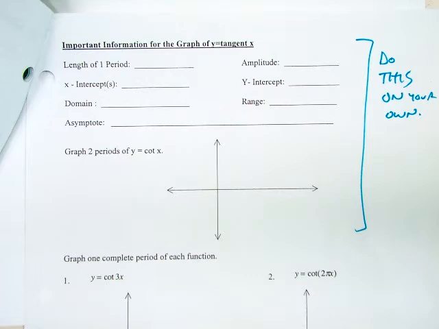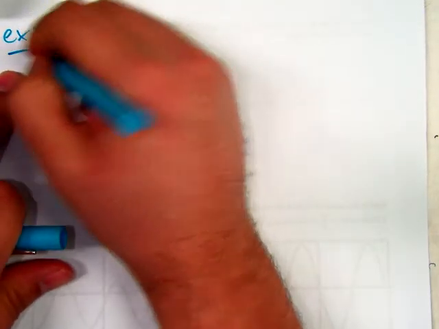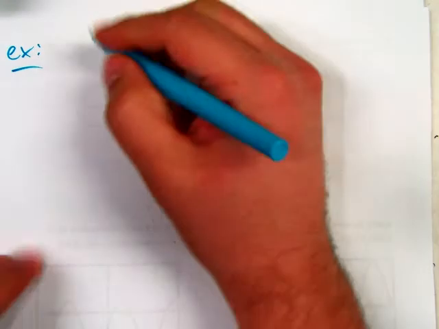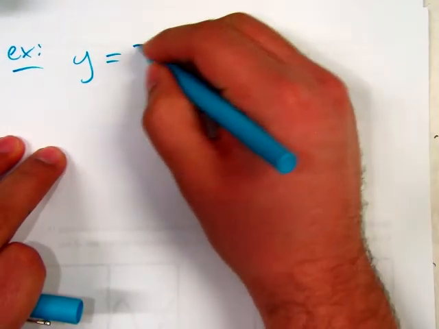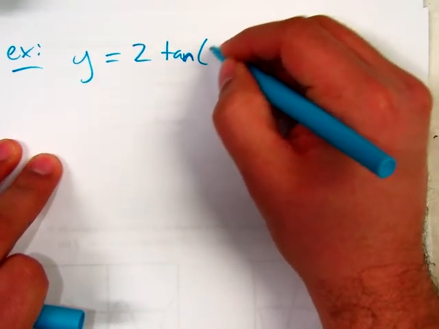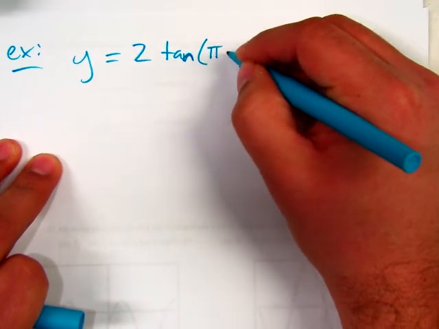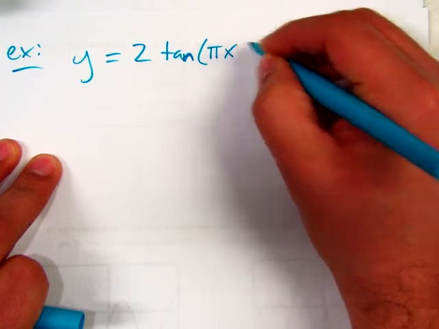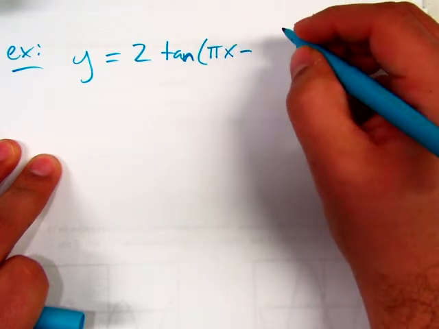What I want to do is actually do one cotangent graph and then one tangent graph so that you can see how those work. So if you want in your notebooks, or even if you have some space where you can squeeze them in, I'll do two separate examples. Let's say we have y equals 2 tangent of pi x minus pi.